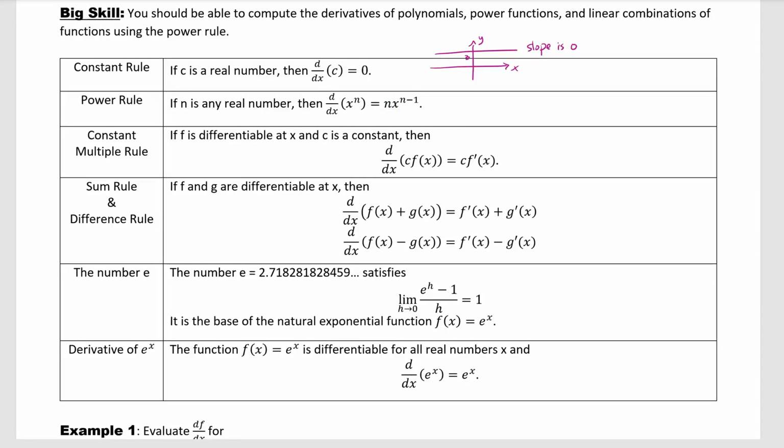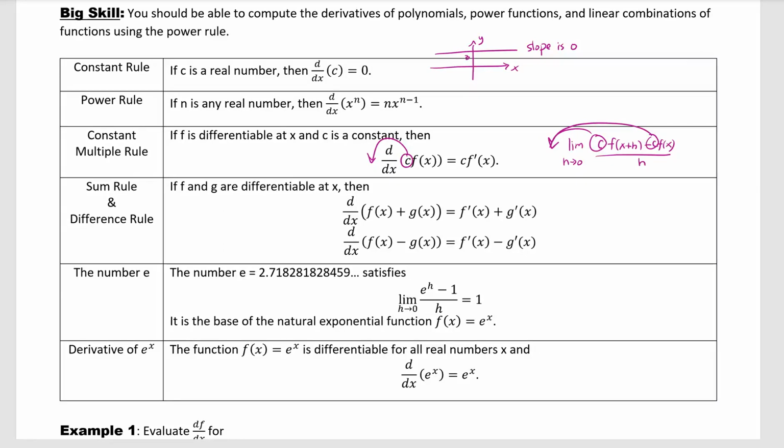And for the constant multiple rule, if f is a differentiable function at x and c is a constant, then we can put the c in front, okay? Because we know the derivative is like the limit, right? So when we have the limit of c times f of x plus h minus c times f of x over h, well, you can factor out the c and then you can move it in front, right? So that's why we have the constant multiple rule.